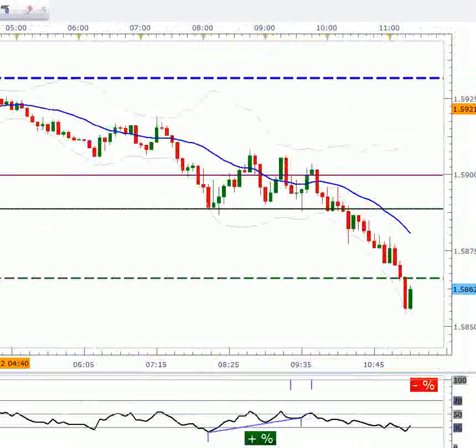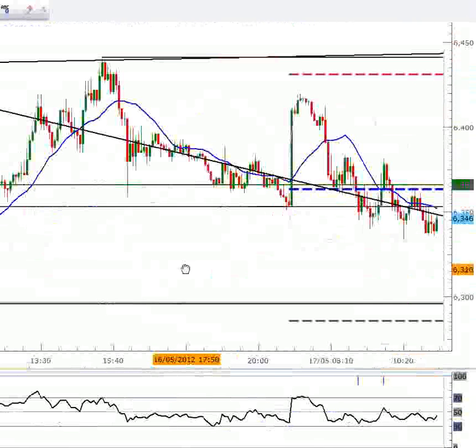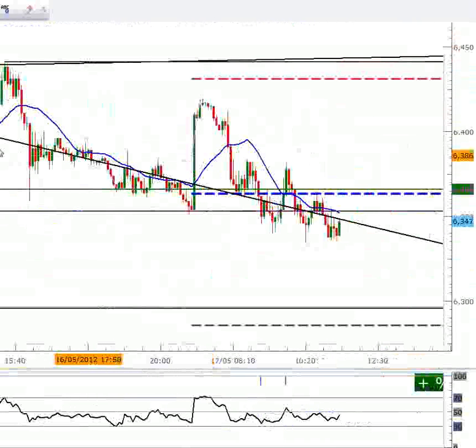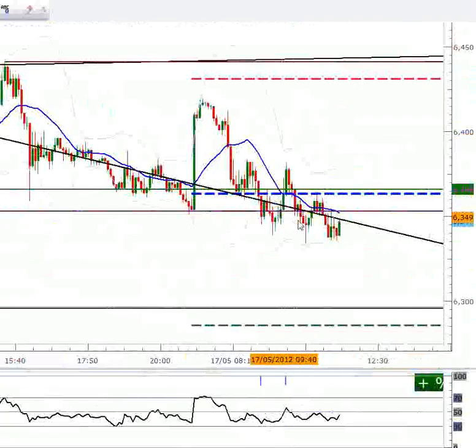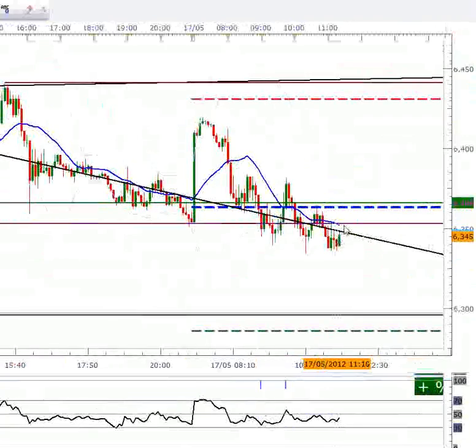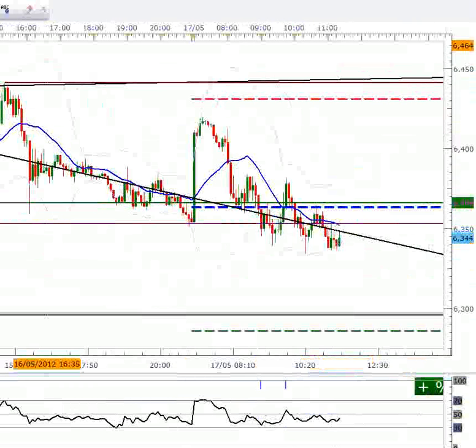The DAX, well, it's correlated with the S&P. We're just chugging along a downtrend line resistance, so the breakout really failed, and we're kind of getting back into the downtrend. Risk off today a little bit.